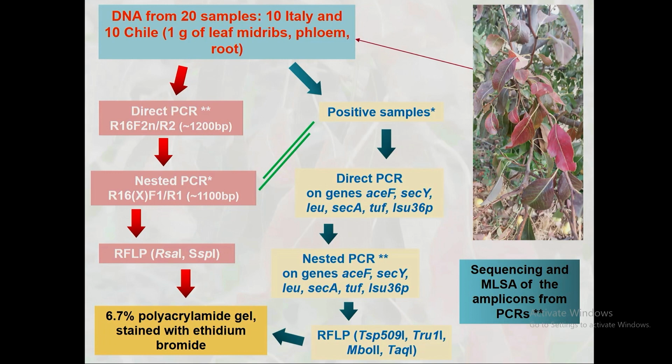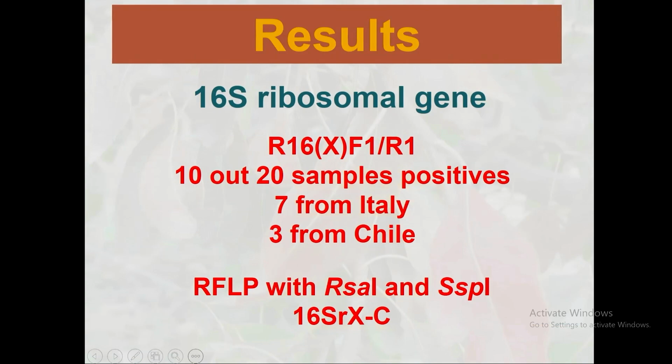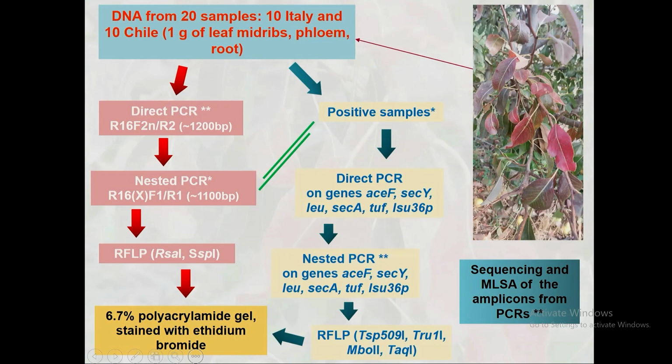Well, we took 20 samples, 10 from Italy and 10 from Chile, from symptomatic plants, and then carried out the direct PCR with the 16S rRNA gene and nested PCR on the same gene, and then RFLP in vitro with these restriction enzymes.